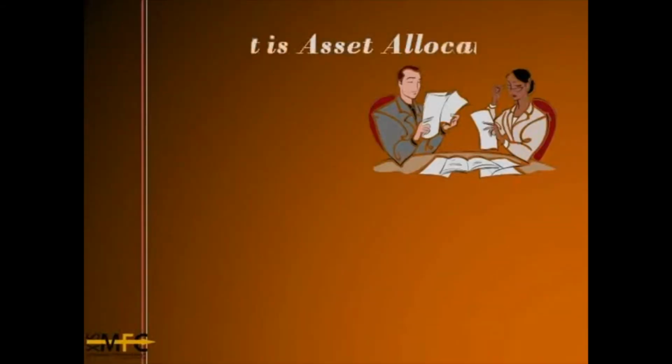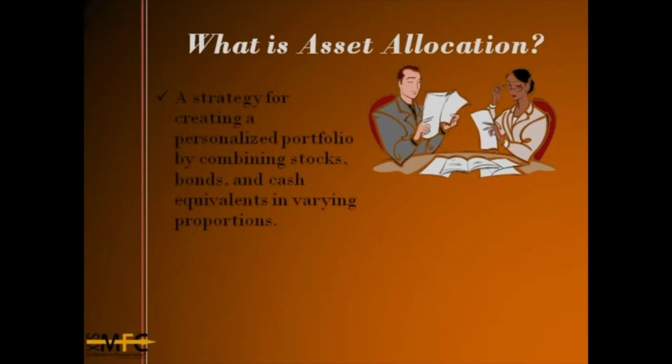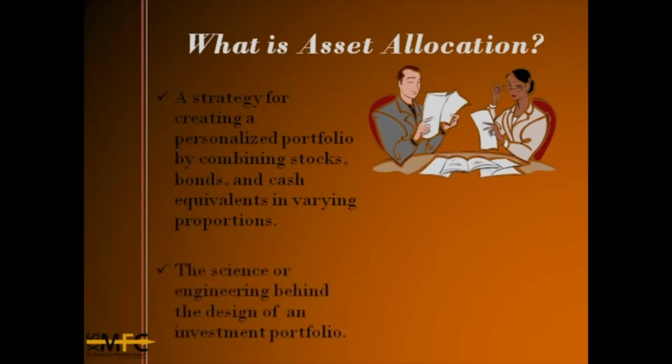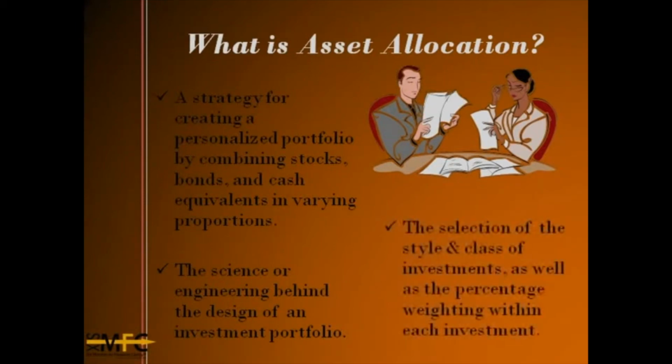What is asset allocation? Well, it's a strategy for creating a personalized portfolio by combining stocks, bonds, and other cash equivalents in varying proportions. It's the science or the engineering behind the design of an investment portfolio. And it's the selection of the style and class of investments, as well as a percentage weighting within each investment to attain the desired results that the engineer or the person who put this portfolio together wants to attain.